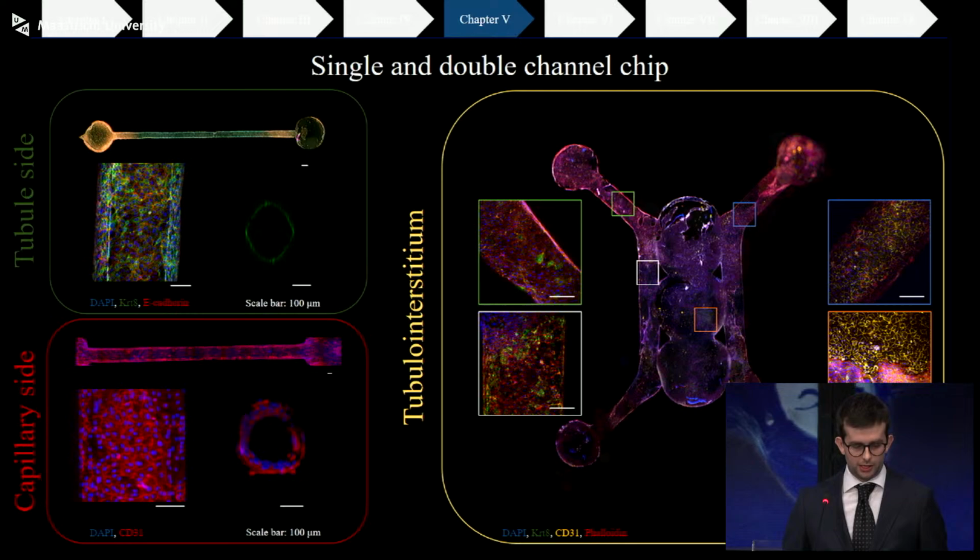Also, in this slide, we showed some results that we obtained. In the first panel, top left, we were able to mimic the proximal tubule, while in the bottom left, the capillary side. And finally, on the right, we have the overall structure, which was fully covered by cells.